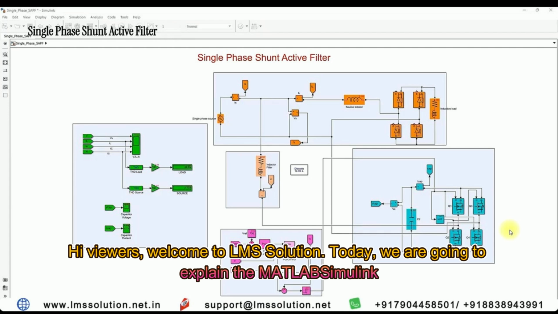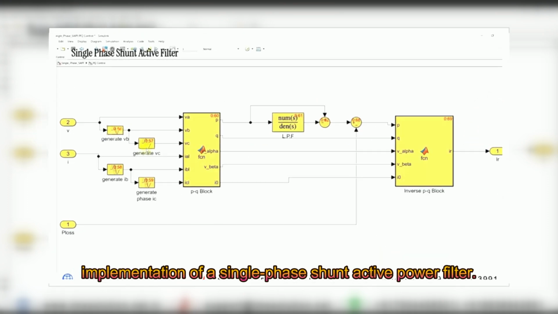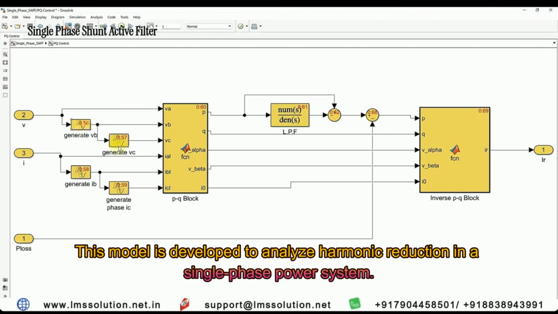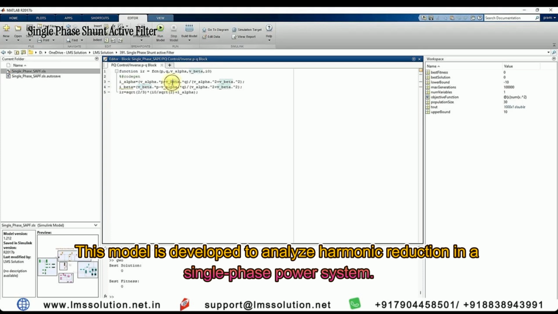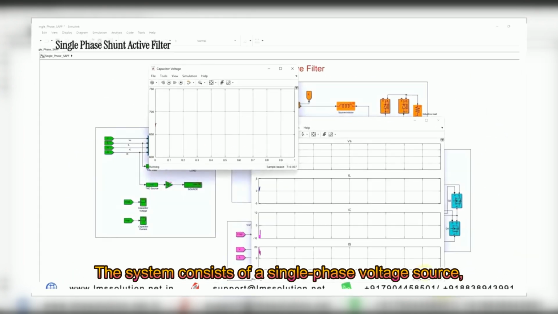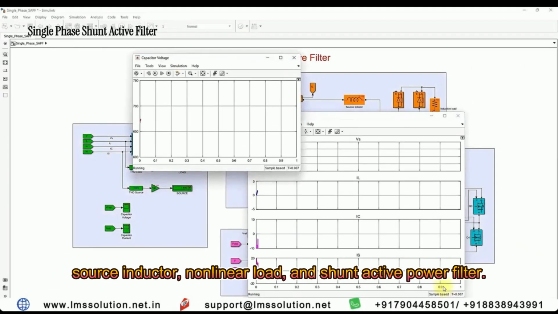Today we are going to explain the MATLAB Simulink implementation of a single phase shunt active power filter. This model is developed to analyze harmonic reduction in a single phase power system. The system consists of a single phase voltage source, source inductor, nonlinear load and shunt active power filter.